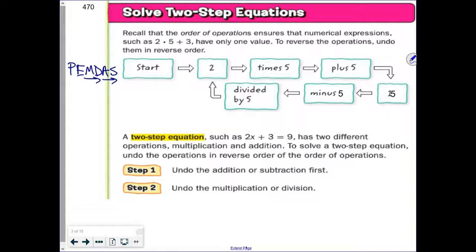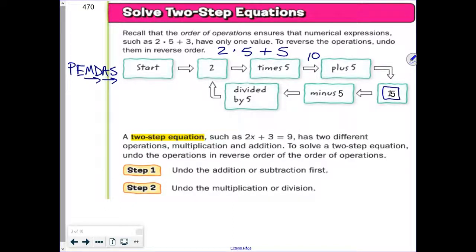So to solve the problem 2 times 5 plus 5, we would start with the 2, and then we would multiply it times 5, because multiplication comes before addition. That would give you 10. Then you would add the 5, which would give you 15.